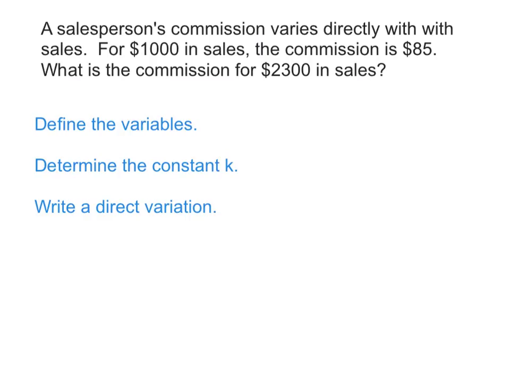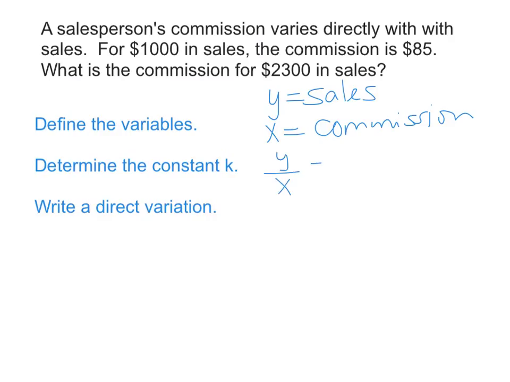So we're going to define y to be our sales. That's the first thing you're going to do, and x is going to be our commission. So the first thing we're going to figure out is the ratio between sales and commission. So we're going to do y over x to determine our k value. In this case, y is 1,000. We have $1,000 in sales. And x is our commission, which was $85. So if we divide that, 1,000 divided by 85, we get approximately 11.76. So that's our k value.